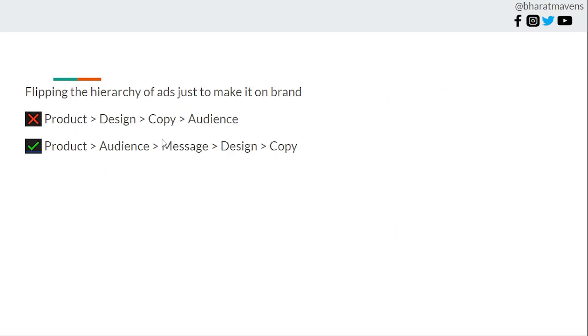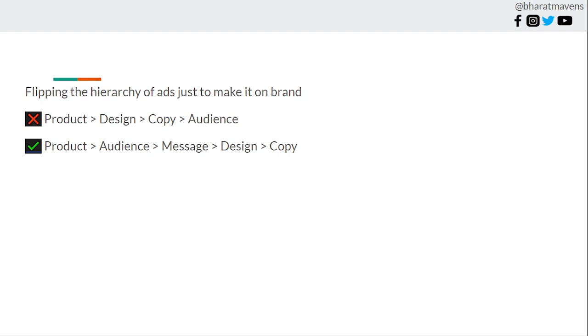Next, flipping the hierarchy of ads just to make it on brand is the worst mistake that can be made when you're running an ad creative. Just because it's not on brand or a particular design element is not right should not be the way. It should always be product first, then what audience it is going after, next what messaging will be in it, and then comes the design and copy.